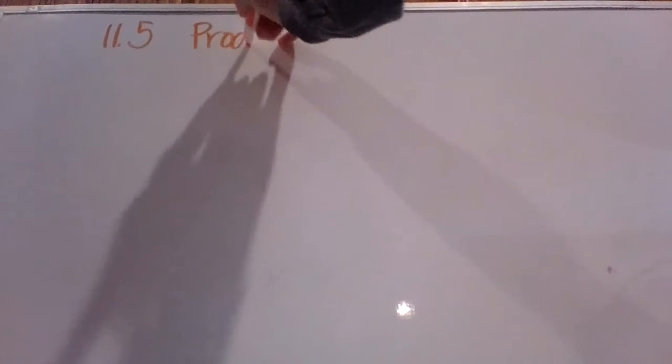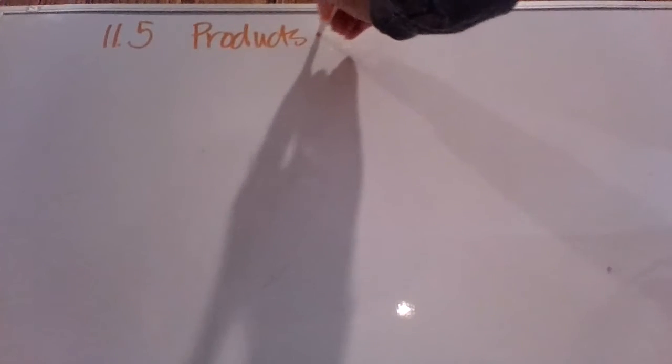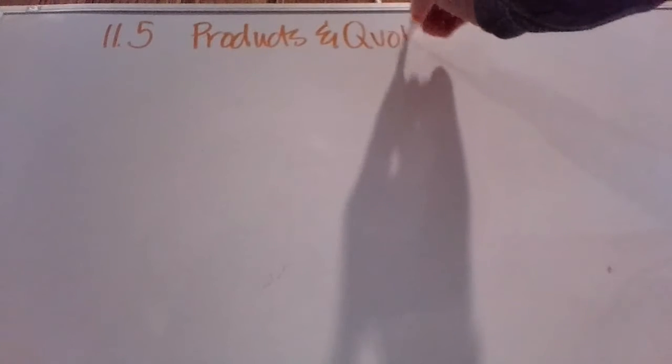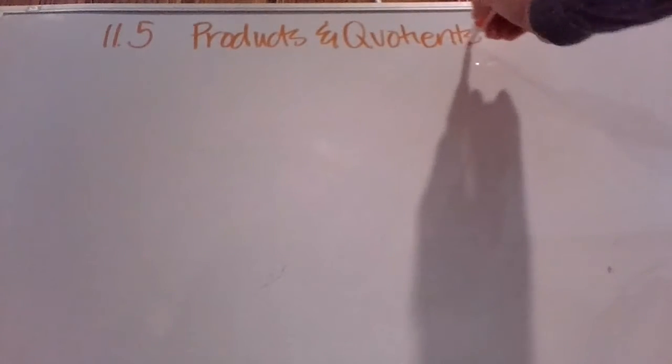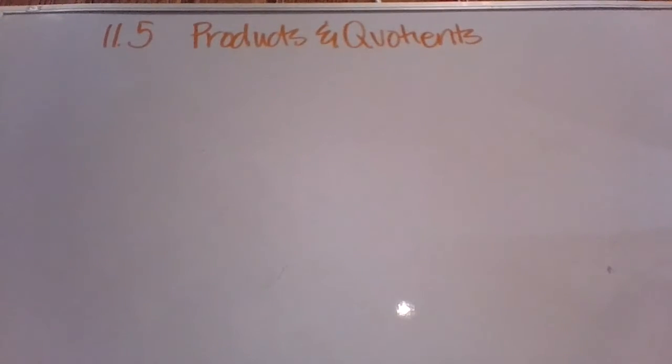We are on 11.5, products and quotients of radicals, and this is on pages 470 to 474. So what we're doing today is we are simplifying radicals.